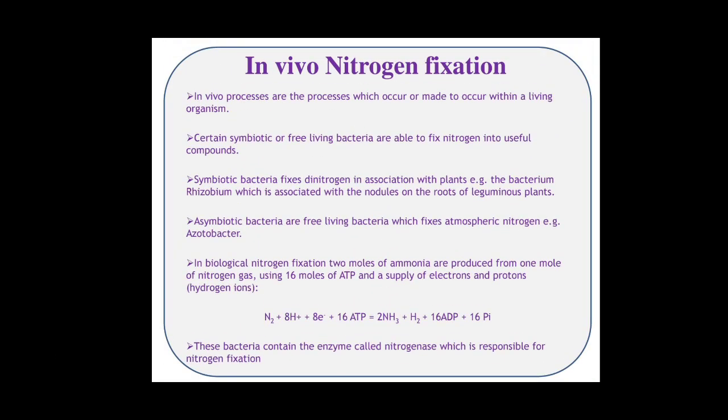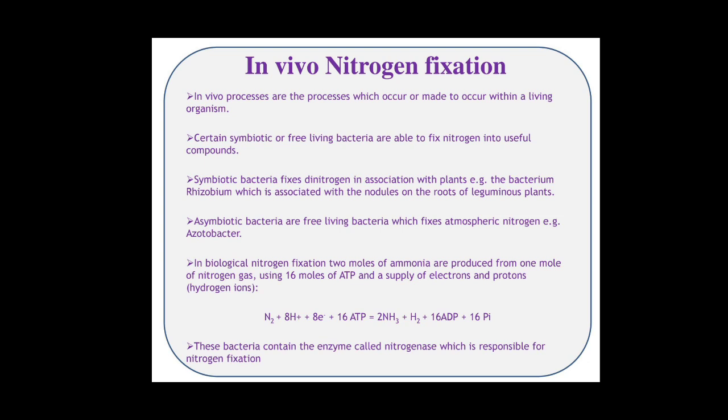In vivo processes are processes which occur or are made to occur within living organisms. Certain symbiotic or free living bacteria are able to fix nitrogen into useful compounds. Symbiotic bacteria fix dinitrogen in association with plants. For example, the bacterium rhizobium, which is associated with the nodules of the roots of leguminous plants.